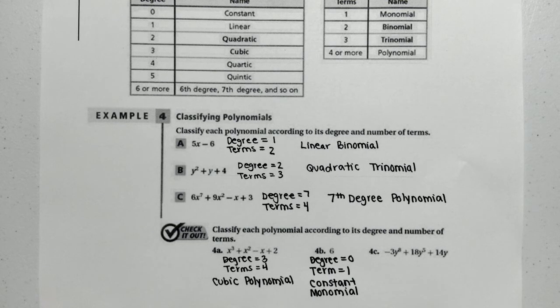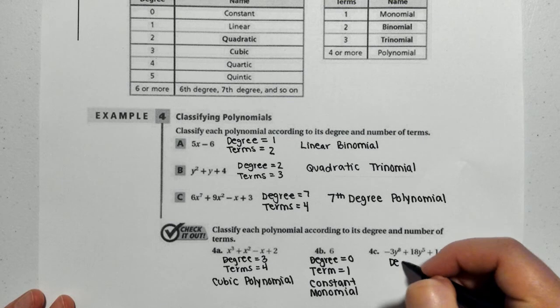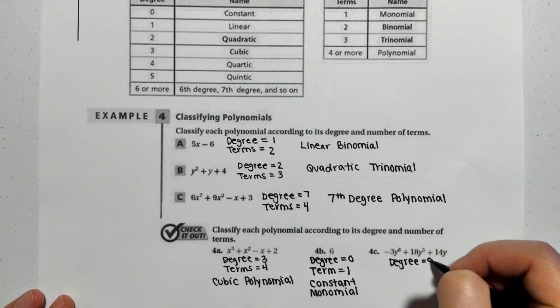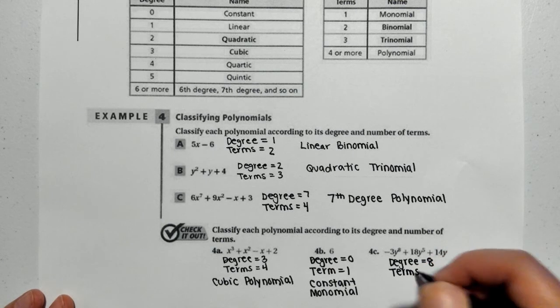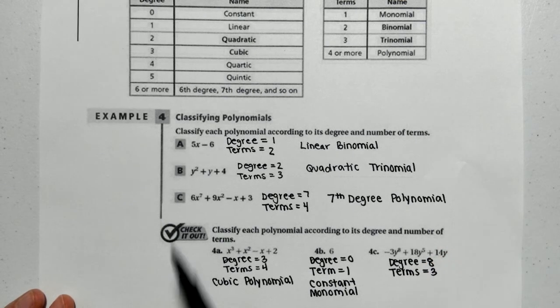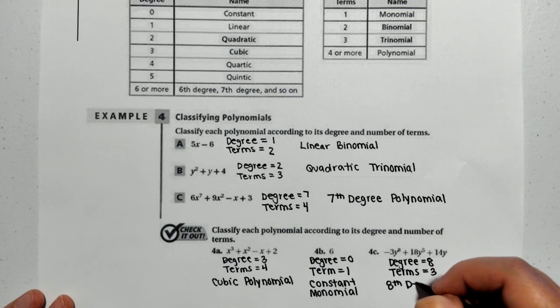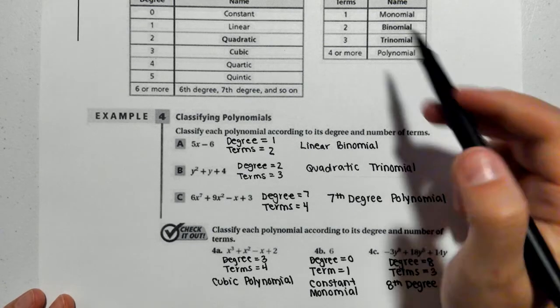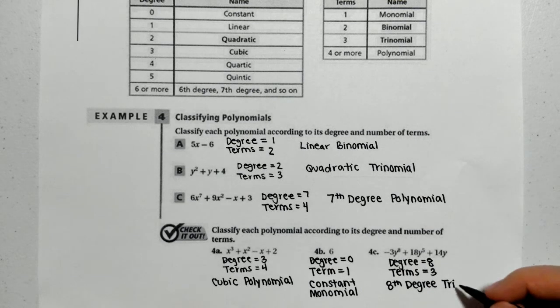And then for C, we have negative y to the 8th plus 18y to the 5th plus 14y. The largest degree is 8, so the degree of the polynomial is 8. There are 1, 2, 3 terms. So if I have a degree of 8, 6 or more, you say it by the degree. So this is going to be the 8th degree. And 3 terms is called a trinomial. So 8th degree trinomial.